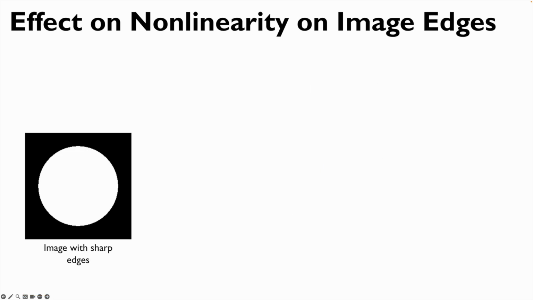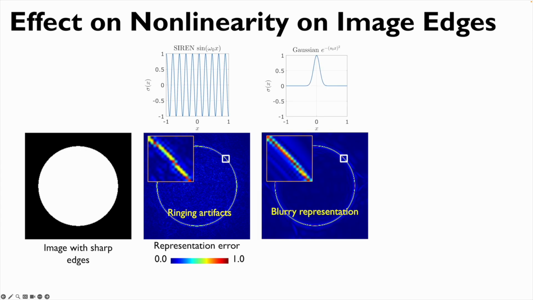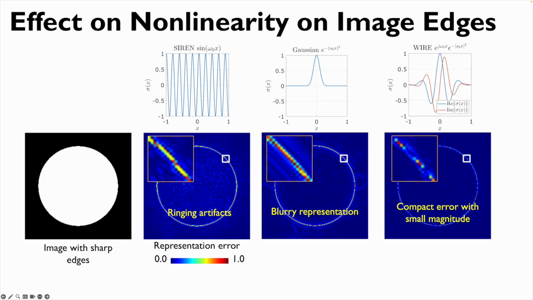It is then insightful to see how the different activation functions work on image edges. Let us consider training an INR on this toy example of representing an image of a white circle with a black background, which is an image that consists of sharp edges that are compact in space. For the sinusoidal nonlinearity, which has compact frequency support, the representation error is spatially spread out, giving ringing artifacts. For the Gaussian nonlinearity, which has compact spatial support, the representation is blurred, giving large error. However, when using the complex Gabor wavelet, which is compact in both space and frequency, the sharp transitions are represented accurately, making WIRE especially suitable for visual signals.